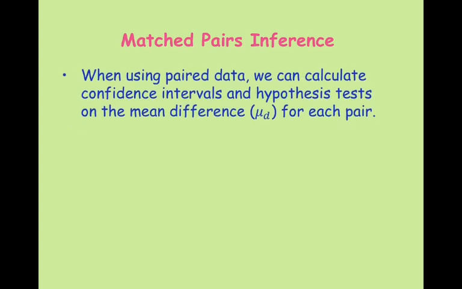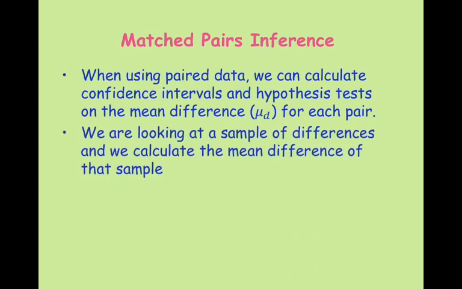So today we're going to look at matched pairs inference. When we use paired data, we are actually going to calculate our confidence intervals and our hypothesis tests based on the mean difference for each pair. So we're going to have paired data, we're going to find the difference for all of those pairs, and we're going to average those differences and get a mean difference for our sample. So what we're really looking at here is a sample of differences, and we calculate the mean difference of that sample.